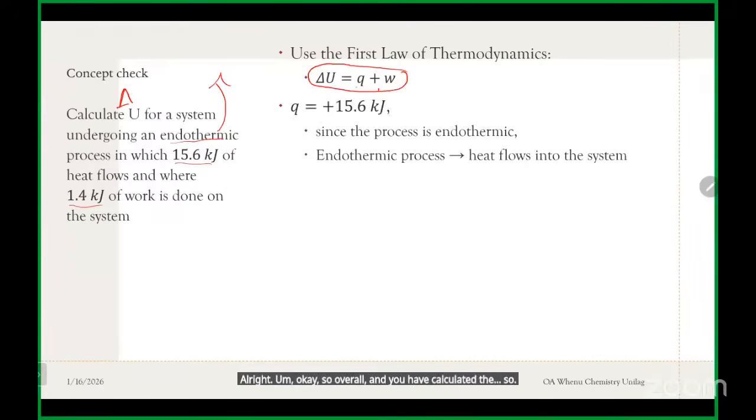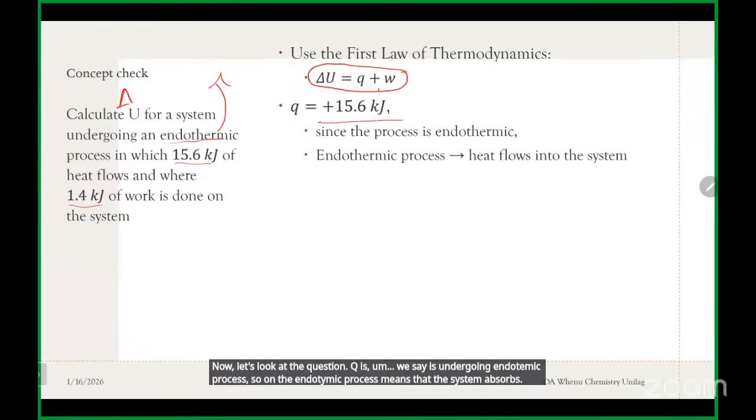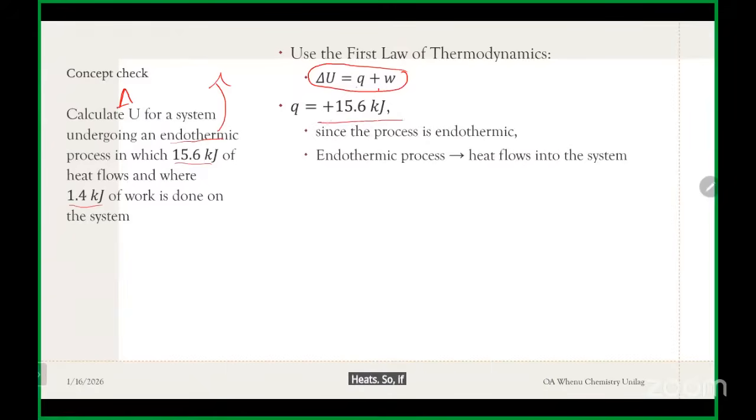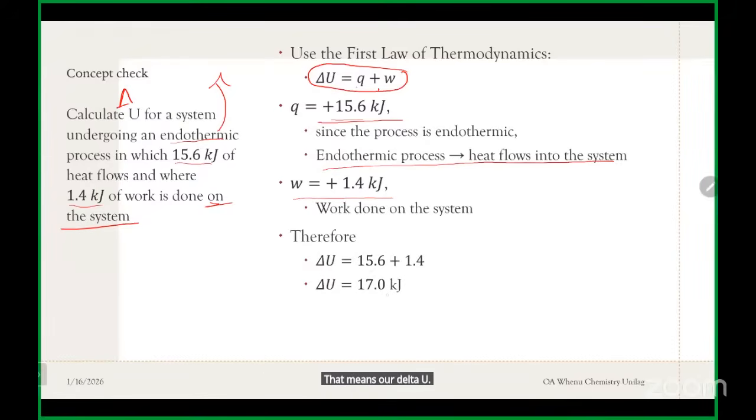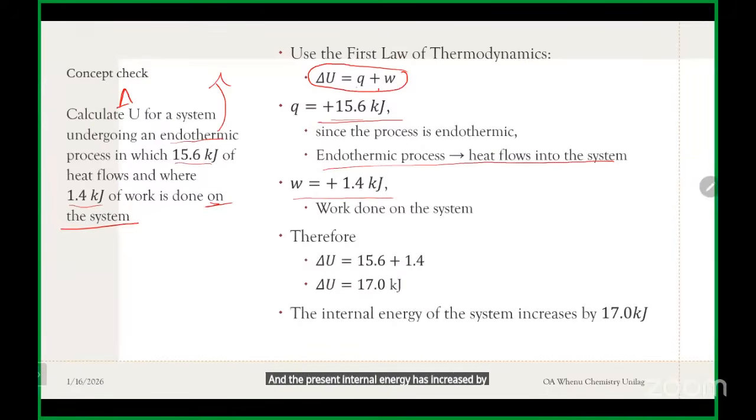So now let's look at the question. They say it is undergoing an endothermic process, which means that the system absorbs heat. So if your system absorbs heat, your Q is positive. Endothermic, heat flows into the system. Work is done on the system, so your work is also positive. That means our delta U is equal to 15.6 plus 1.4, and the system's internal energy has increased by 17.0 kilojoules.